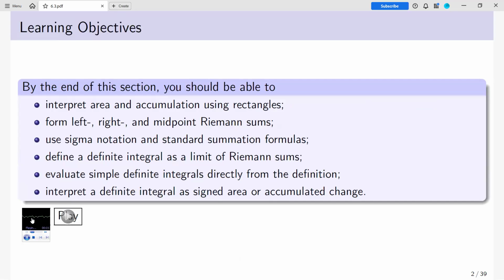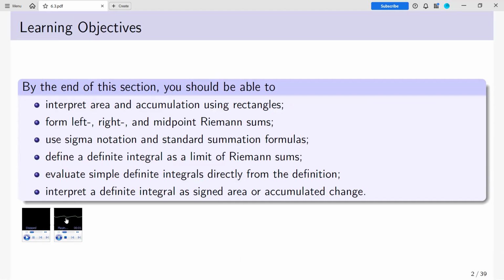This section builds the definite integral from rectangle approximations. We will move from rates and estimated totals to Riemann sums, limits, signed area, and accumulation. It is a long journey made entirely of very thin rectangles.